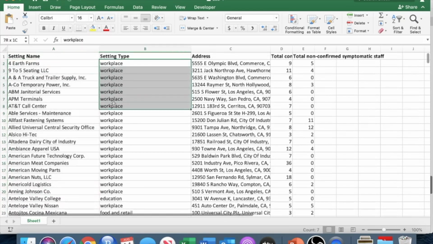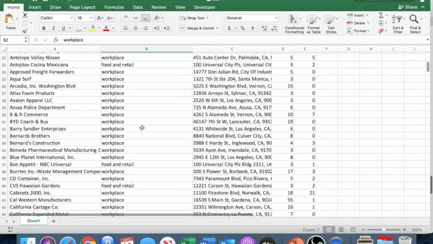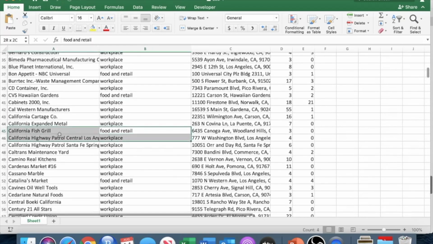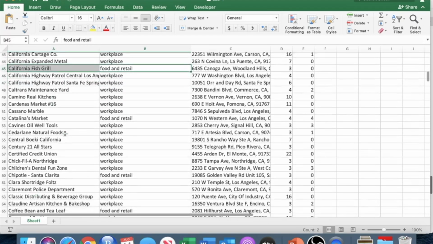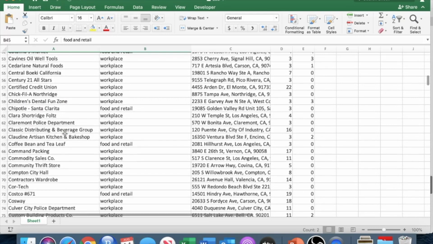So I put this together, so there could be mistakes, and maybe you disagree with what I decided to put as the setting type, but you can look through this. Like, I thought this California Fish Grill goes into food and retail. I have 3 different groups here: workplace, and then food and retail clumped into a group. So those are restaurants and Coffee Bean.